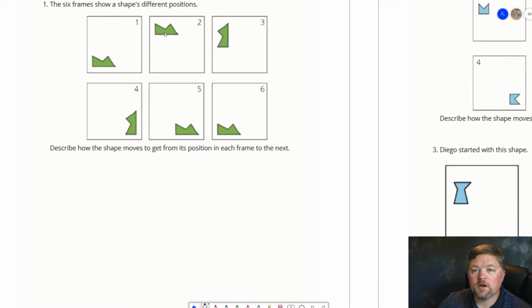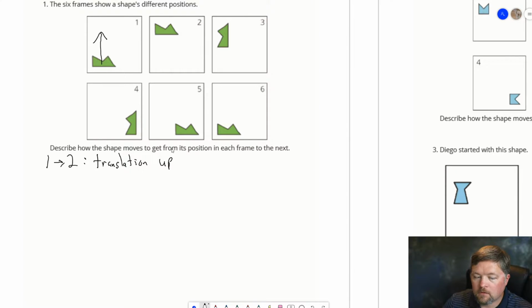Okay, from 1 to 2, what happened? Well, from 1 to 2, it looks like our shape moved. Let's get right into using proper vocabulary. If we just slid the shape, we just moved the shape. A slide is called a translation. We translated it up.